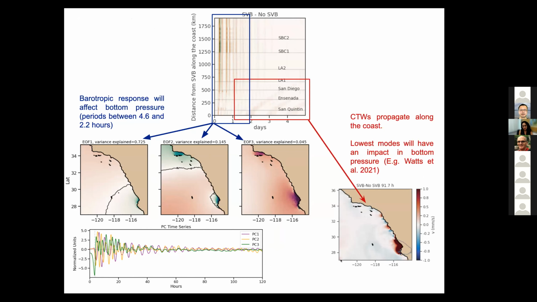While the slower signals, which are these ones, propagate as coastal trapped waves, the ones that we have been talking about. These are just a bit faster. And here we can see just a snapshot of surface meridional velocity. And here the more barotropic modes, to say it in a way, will have an effect on bottom pressure, right? And there is more on this in that amazing paper by Randy Watts in 2021, where they looked at bottom pressure in Cascadia.